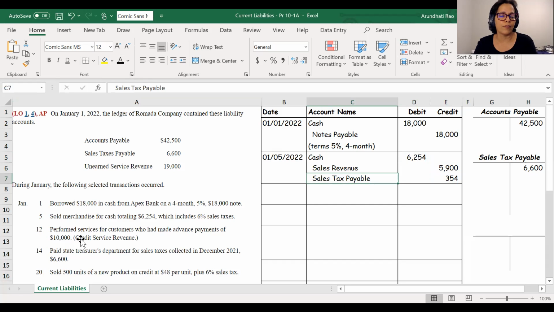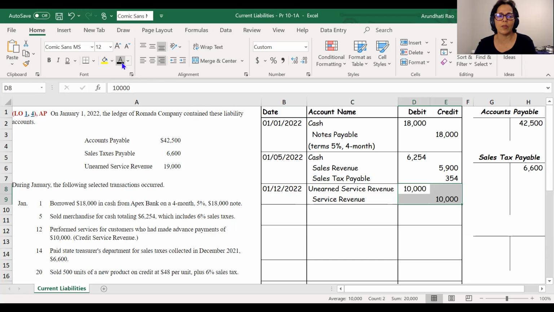On the 12th, I performed services for customers who had made advance payments of $10,000. If you recall, I had $19,000 in unearned revenues. Now I've been told that on the 12th, I did $10,000 worth of the work, and now I can credit service revenue. So this liability decreases. Unearned service revenue decreases, so I debit it, and I credit service revenue, and the dollar amount is $10,000.